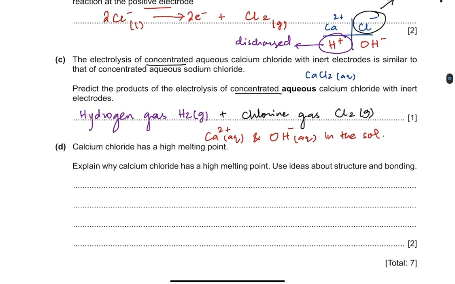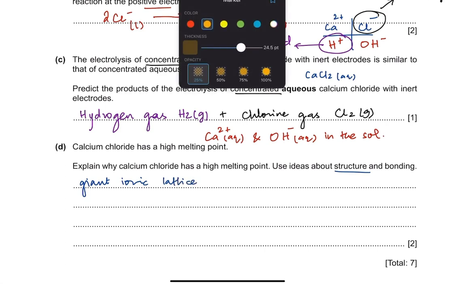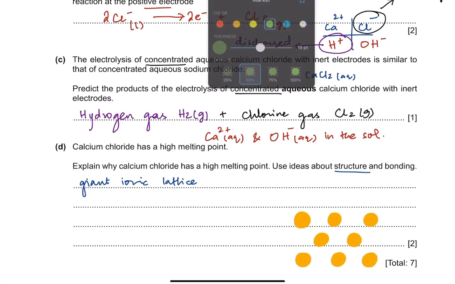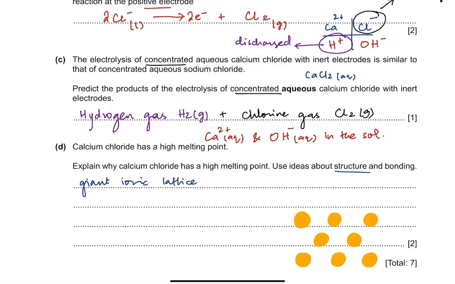Calcium chloride has a high melting point. Explain why calcium chloride has a high melting point using ideas about structure and bonding. When we say structure, what kind of structure can we think of in calcium chloride? It is a giant ionic lattice, because there are going to be so many calcium ions like these, and there are also going to be so many chloride ions like these.